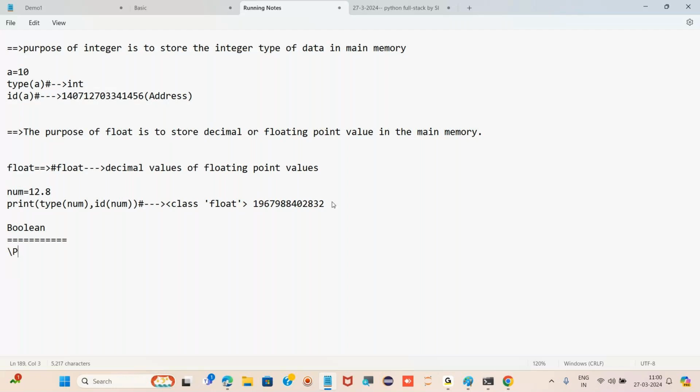Boolean purpose. Purpose of boolean is to store true or false, true or false, okay, in the main memory, right? To store. Getting my point?